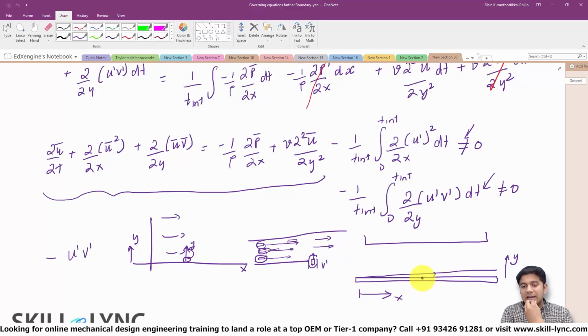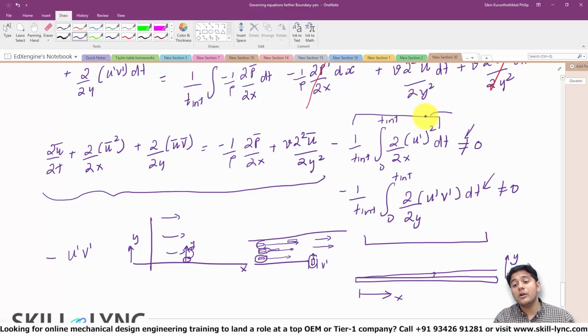So the argument that we can make is that the gradients in your velocity components are going to be much stronger in the y direction when compared to the x direction, right? Because in that small boundary layer, the values of your velocity components change a lot, but along the x-axis the changes do not take place as much. And hence, we are just going to neglect this term. This is a very important assumption and is true only inside the boundary layer.